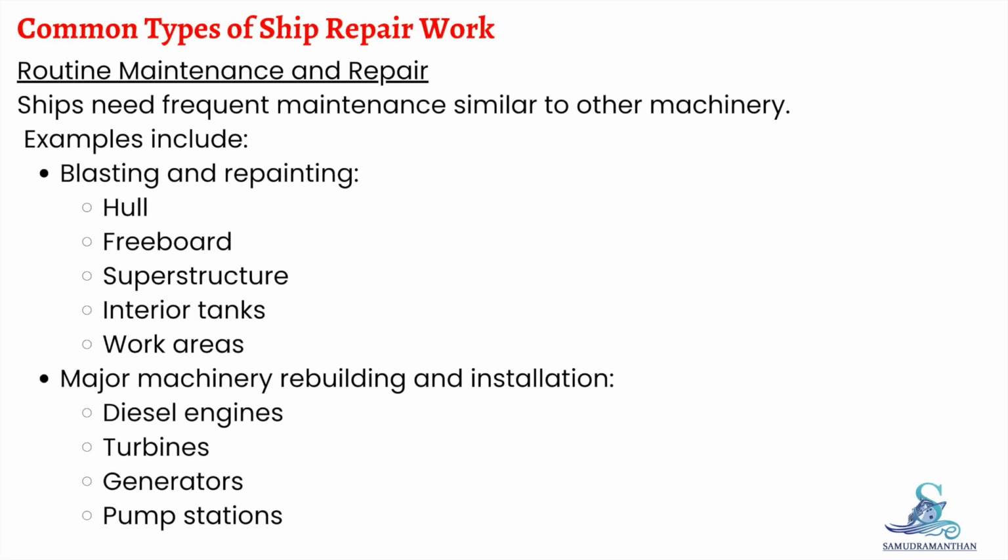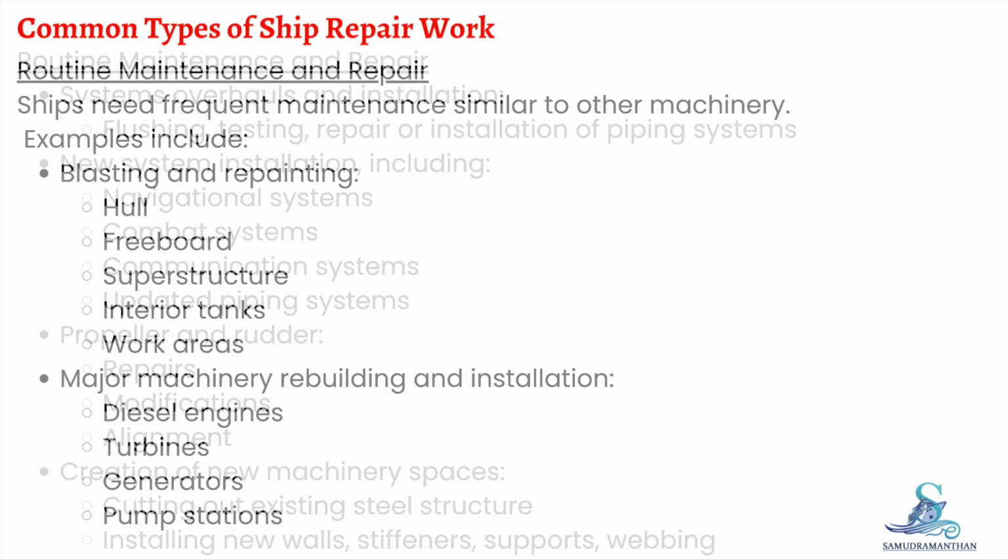Common types of repair work. Ships require frequent maintenance just like any other machinery. Many shipyards have maintenance contracts with shipping companies or ship classes, which outline common and repetitive repair tasks. Some examples of maintenance and repair duties include ballasting and repainting the ship's hull, freeboard, superstructure, interior tanks, and work areas. Major machinery rebuilding and installations such as diesel engines, turbines, generators, and pump stations.